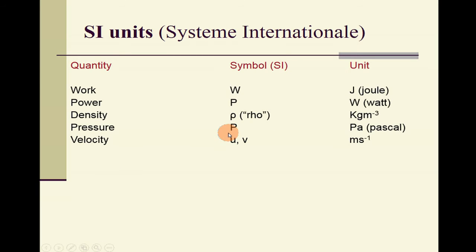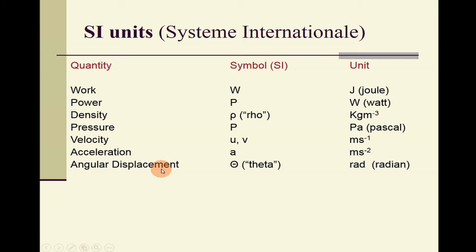Velocity, sometimes we represent with the letter U and sometimes with the letter V, and its unit is meter per second. Acceleration, which is different from the velocity, is represented by the letter A and its unit is meter per second square.